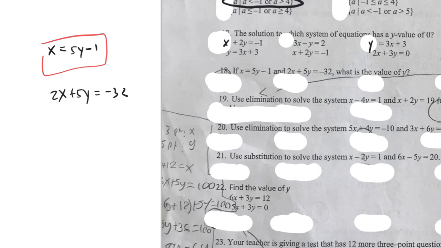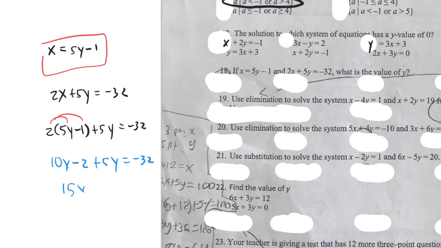We are going to plug in 5y minus 1 over here, and then we say plus 5y, and that equals negative 32. You could then distribute. Next thing you know, you have 10y minus 2 plus 5y equals negative 32. Then you have 15y minus 2 equals negative 32. And then you would add 2 to both sides.